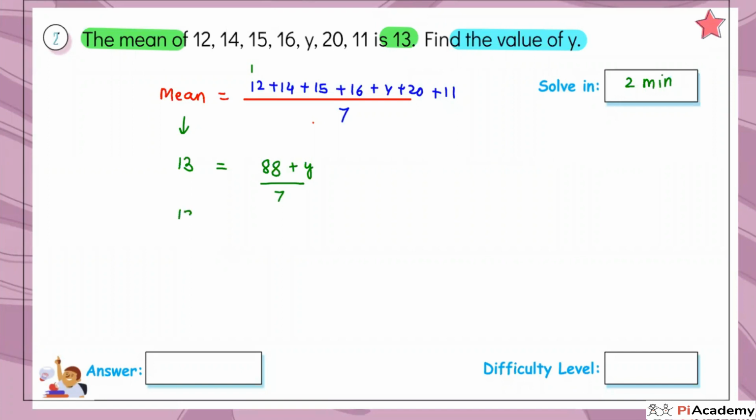So what is going to happen? 13 times 7 equals 88 plus y, okay? And 13 times 7, if you do, how much are you going to get? 91. So 91 is this, and 88 plus y. So y must be how much? y must be 3 only, right? 91 minus 88, so it must be 3. So the answer of this question is 3 and the difficulty level, I will say medium, right? So using the concept of mean, you have to figure out this missing value.